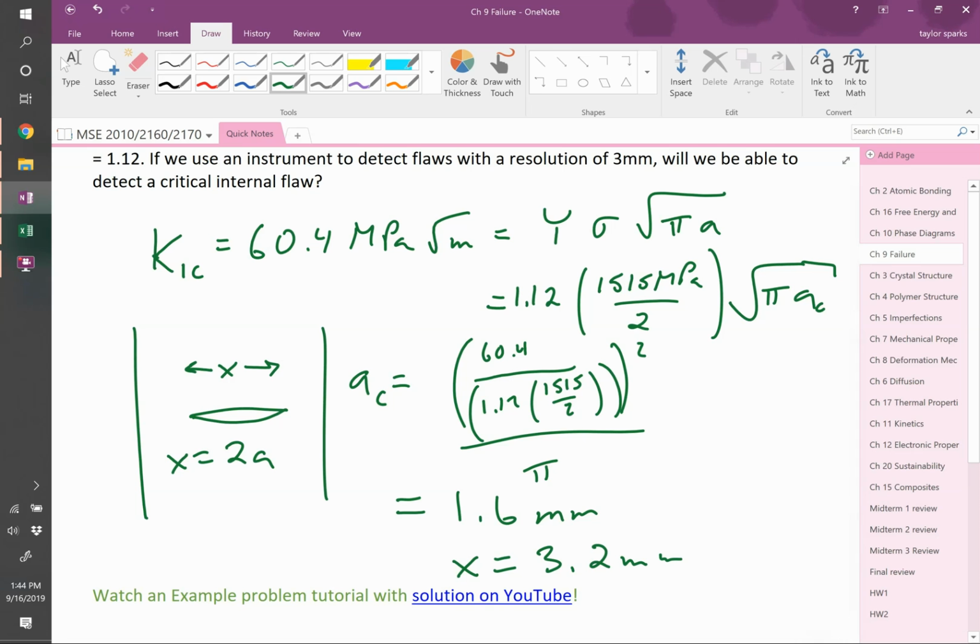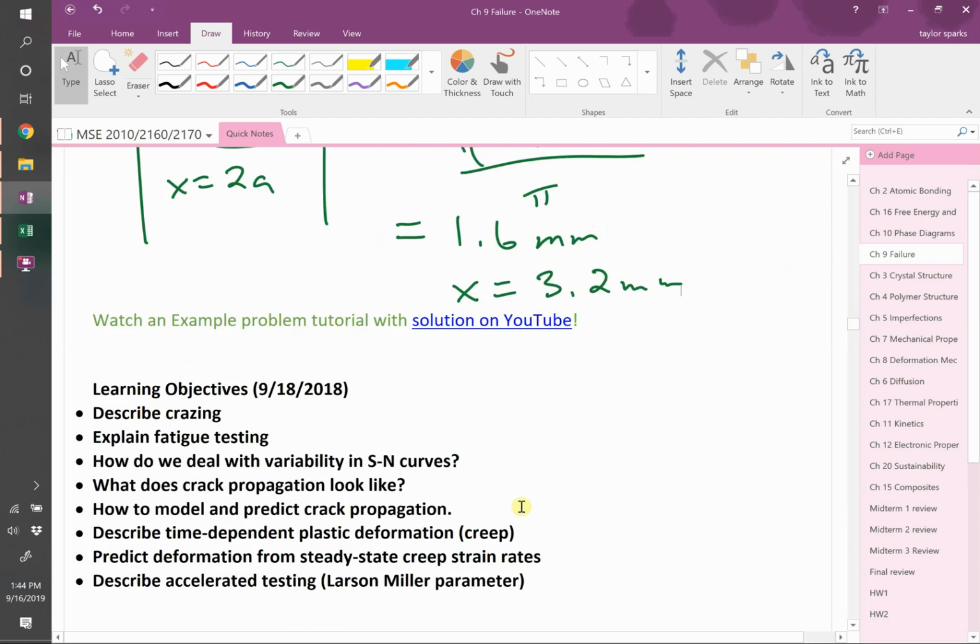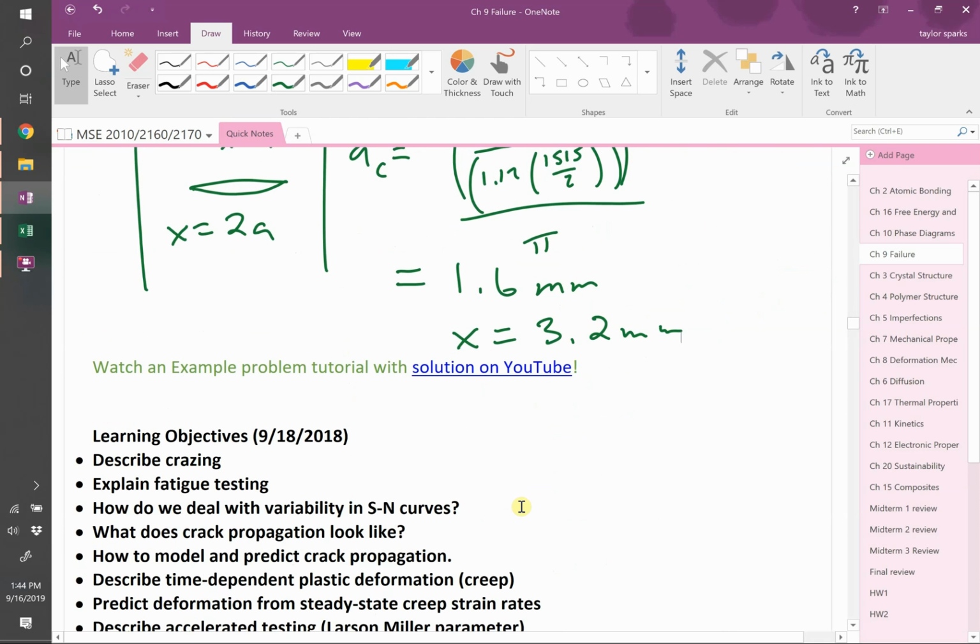Okay? So there are lots of homework questions like this. If you want to see more examples that are worked out, otherwise, that's what we've got today, and we'll pick up next time talking about more fracture.